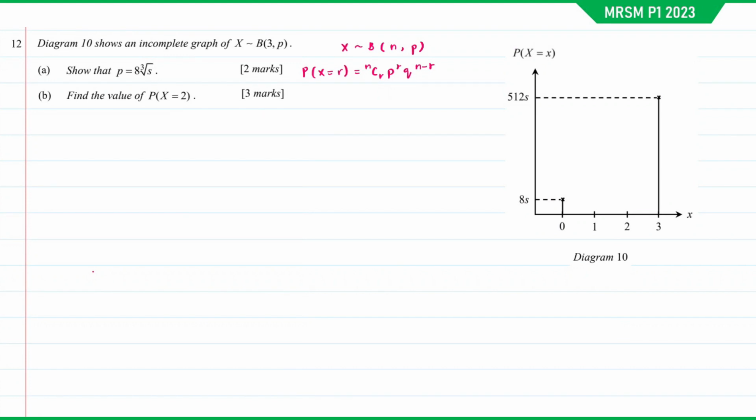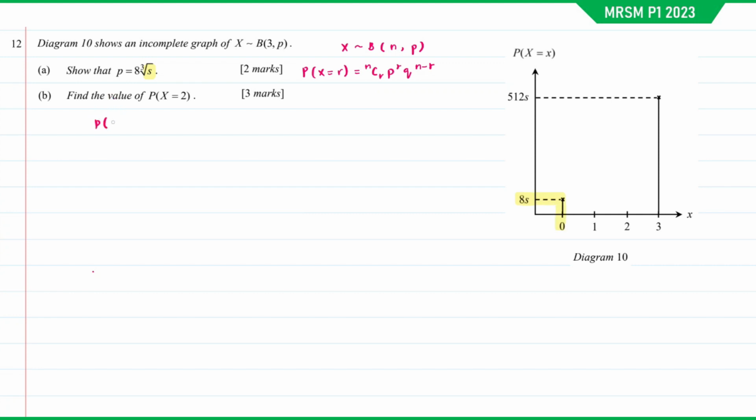Question B. Find the value of P(X = 2). To find P(X = 2), we need to know the probability of success and failure. Therefore, first we need to find the value of s. In question 12a, we know that the probability of success p is equal to 8 times the cube root of s. To find the probability of failure, we are going to use this information.